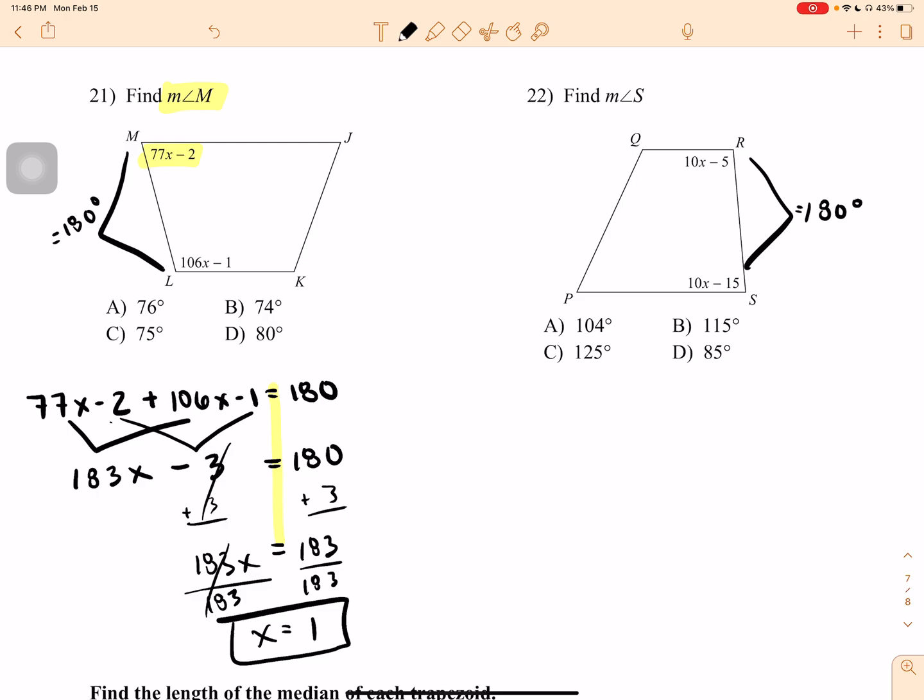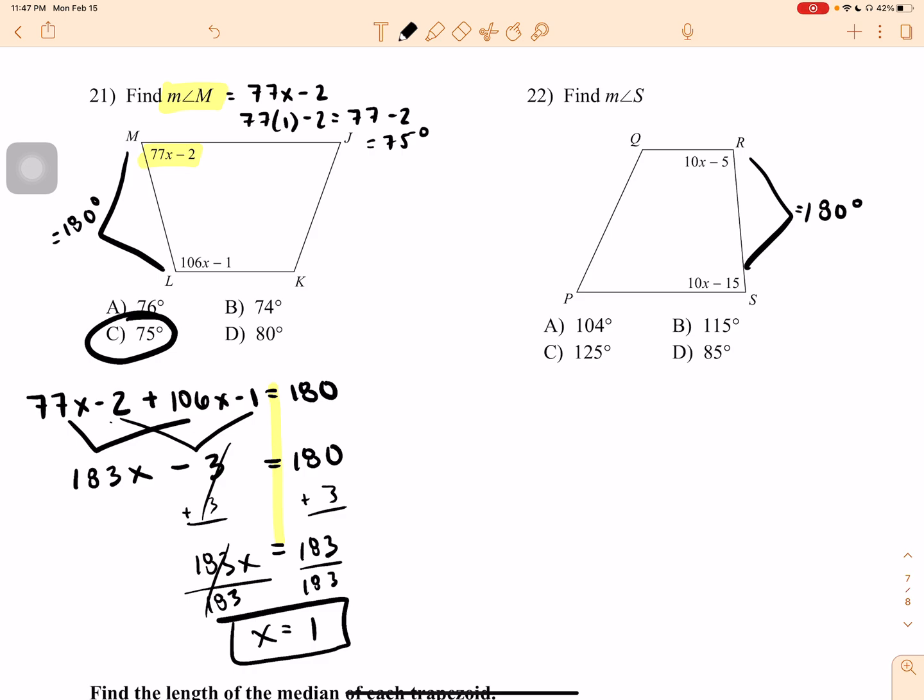But that's not our answer, right? If x equals 1 and measure of angle M is 77x minus 2, we have to plug in a 1 here for x. That's going to be 77 minus 2, 75 degrees. C. So now you can do the exact same thing with number 22.